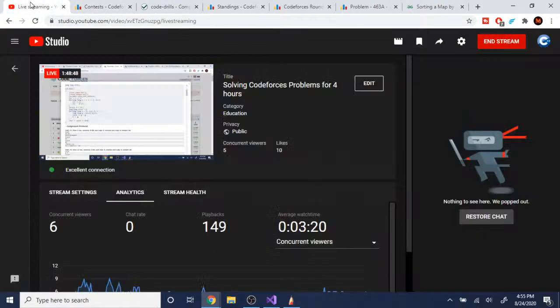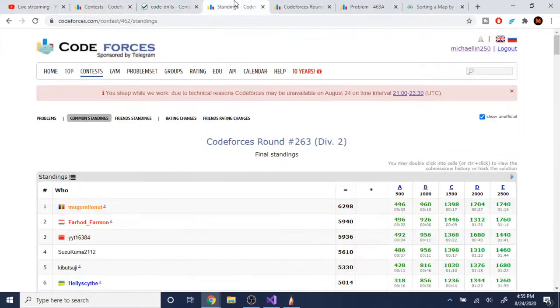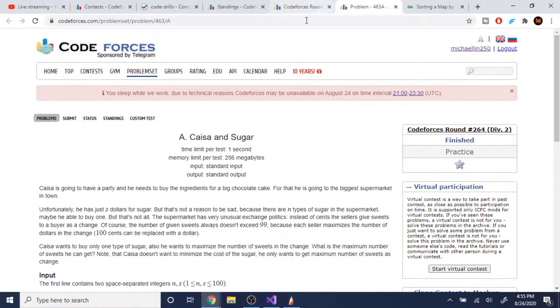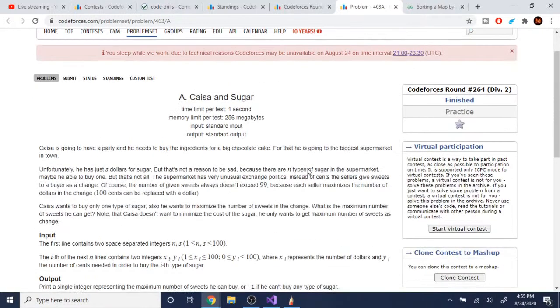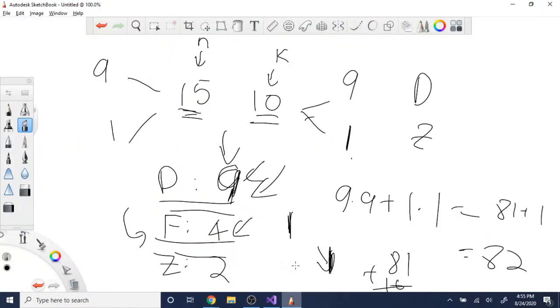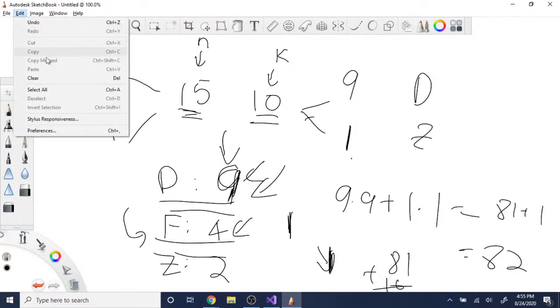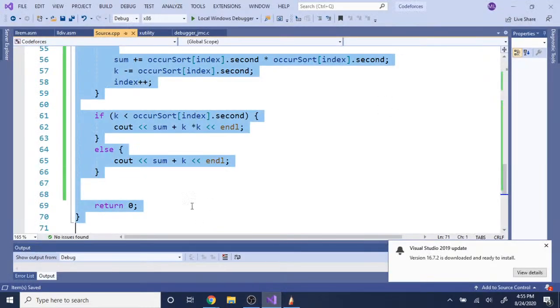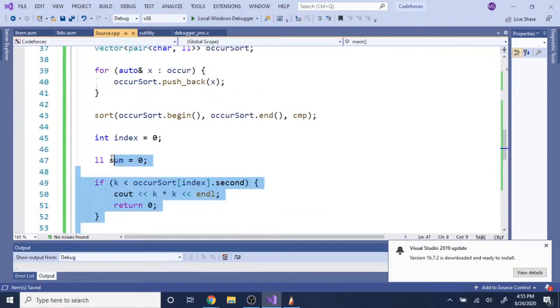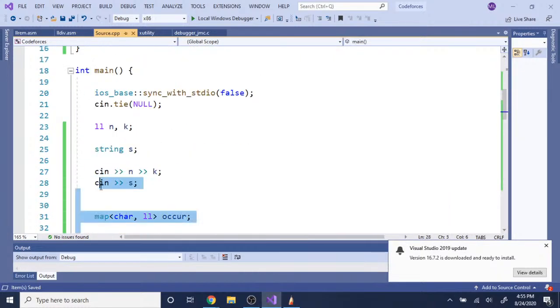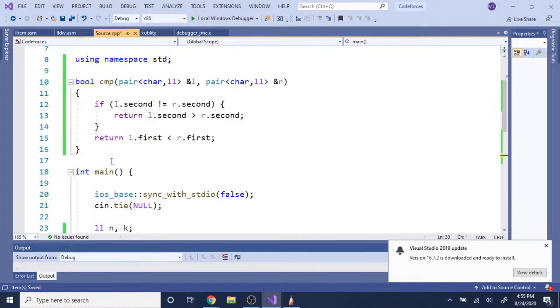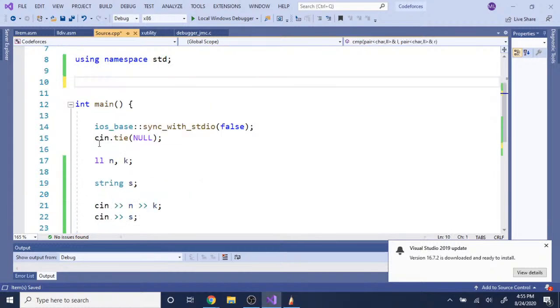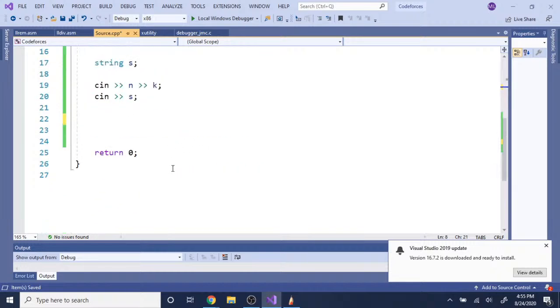How much time do I have left? It's only been 2 hours. Wow. That's crazy. Do I have time to do one more? Problem A. Do I have time? Let's try. We are going to attempt. There was an attempt. Okay.